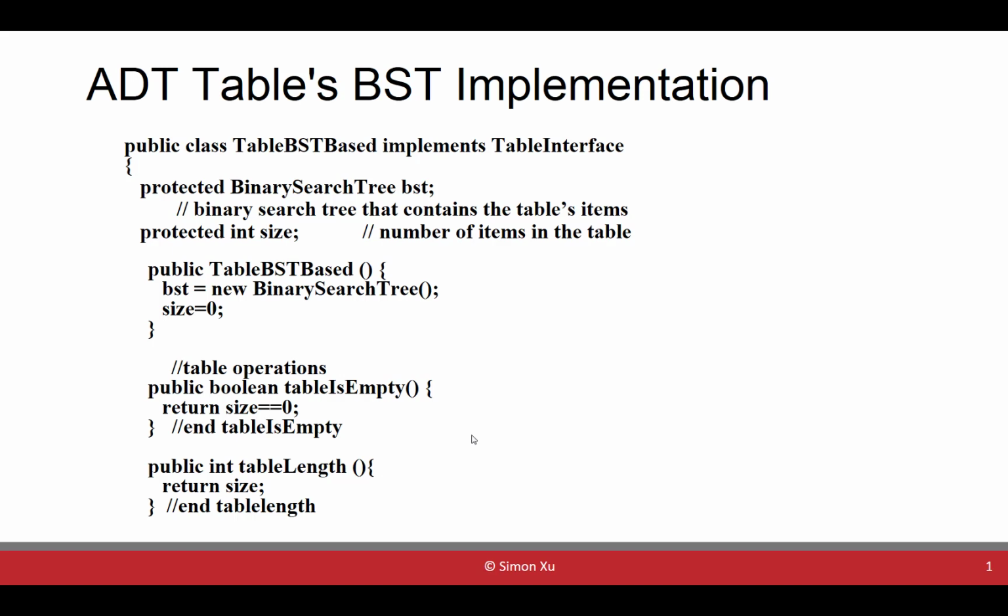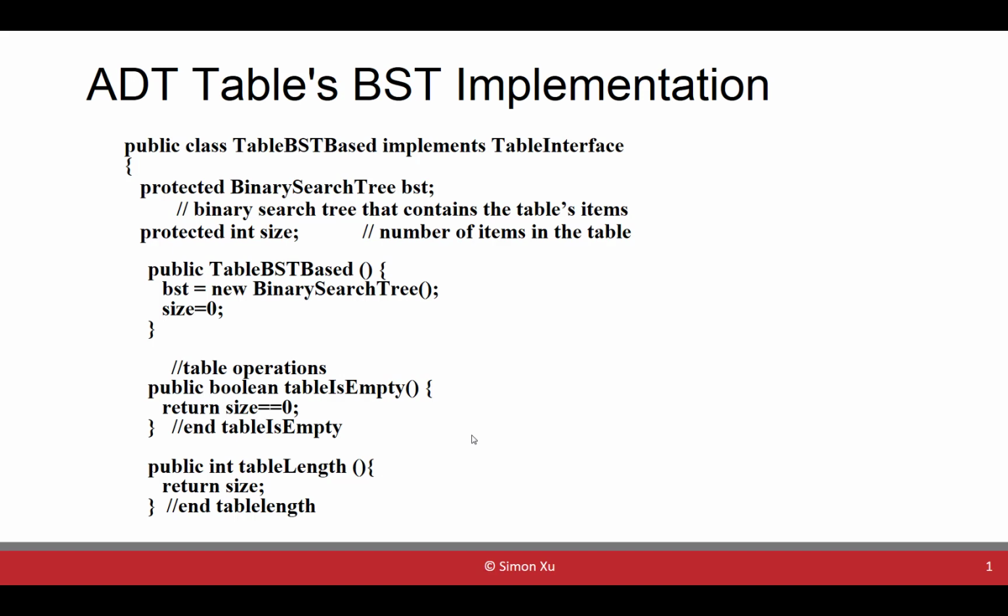Inside the constructor of the table binary search tree based class, we need to create the object of the binary search tree. Of course, we need to initialize the size with 0. When the table is created, there is no item inside. For the table isEmpty method, we could simply return true if size equals 0, otherwise return false. Or we could use the bst.isEmpty method from the binary search tree class.